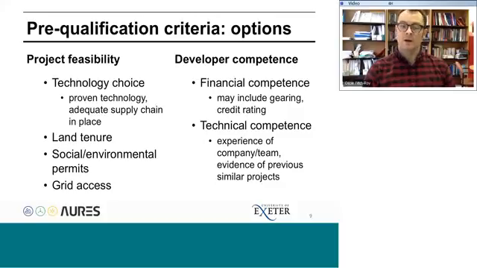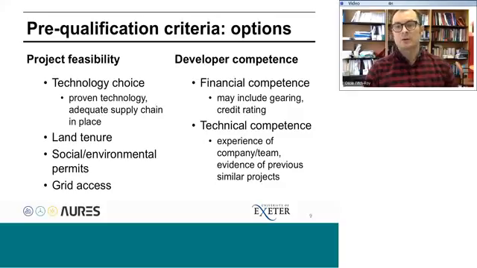And the final one is a similar but different issue around grid access. And that asks us to look at whether a project has access to grid to export electricity at the end. And these can vary all the way from having a proof of concept that the grid connection is technically viable, all the way through to a legally binding contract to supply a grid by a particular date, depending on the context.